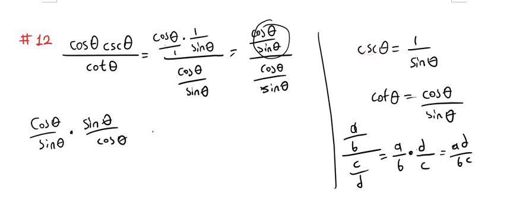Okay, now what do we have? Cosine cancels cosine. Cosine divided by cosine is 1. Sine cancels sine. Sine divided by sine is 1. So we have 1 times 1 divided by 1 times 1, which is 1.